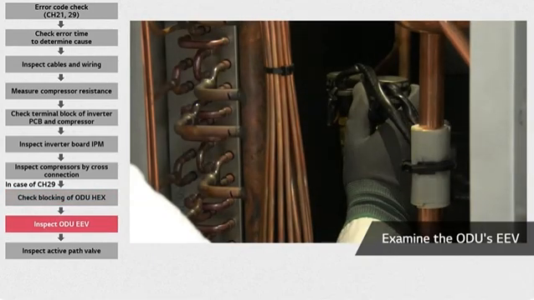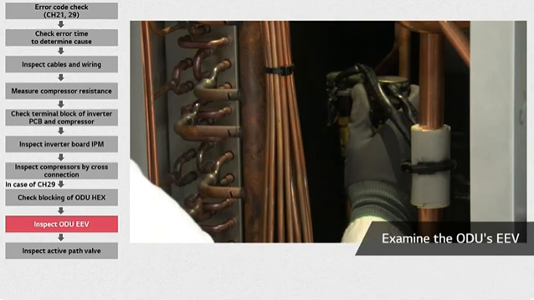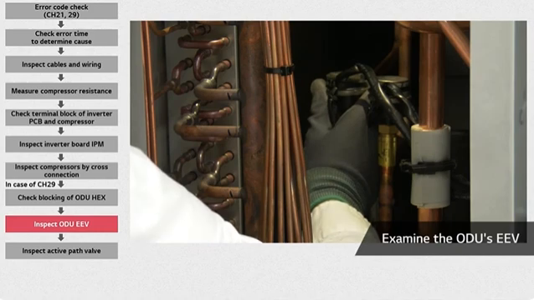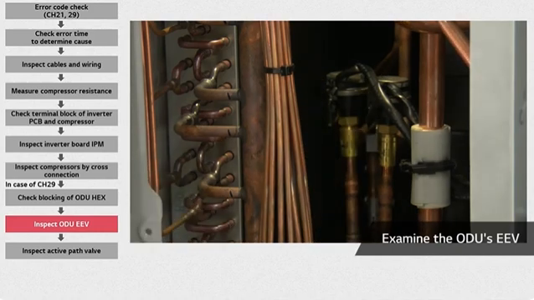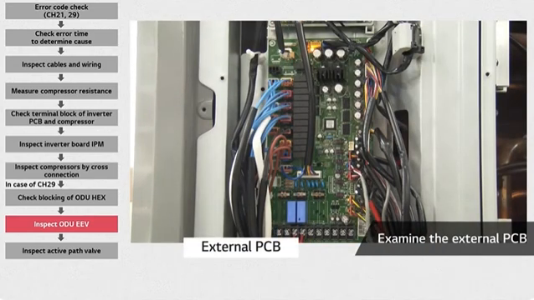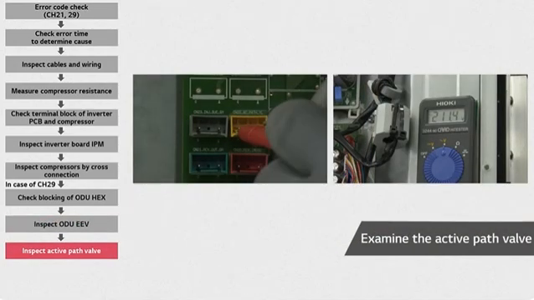Next, check the outdoor unit electronic expansion valve. When you reset PCB power, the EEV opens and closes again, and if you hold the EEV valve on your hand, you should feel it vibrating. If there is no vibration, proceed to check the external PCB. After checking the external PCB, if it is okay, the EEV may be broken. On the other hand, if the external PCB has a problem, proceed to change it, and check the EEV once again. Now, measure the voltage at the yellow connector in the external PCB.